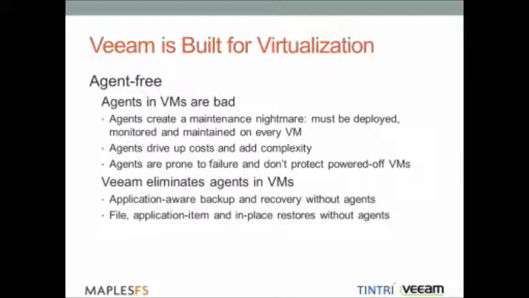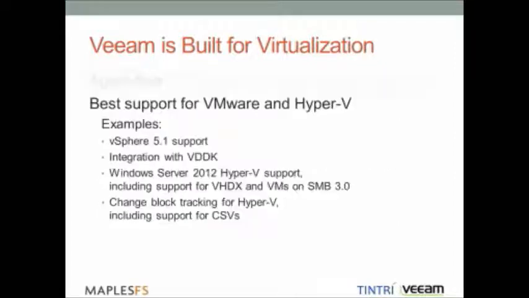So let's touch on our current operating system and hypervisor support. So we're up to date on compatibility. We support vSphere 5.1, Hyper-V 2012, 2012 also as a guest operating system. And that includes VHDX and VMs on SMB 3.0 for Hyper-V 2012. And while we've supported change block tracking with VMware for a lengthy amount of time now, and that basically provides us with really rapid incremental runs, right? We've implemented our own version of change block tracking for Hyper-V, which includes support for cluster shared volumes.